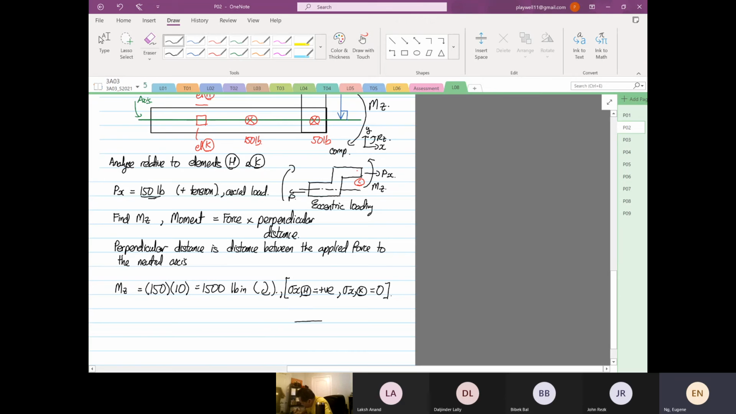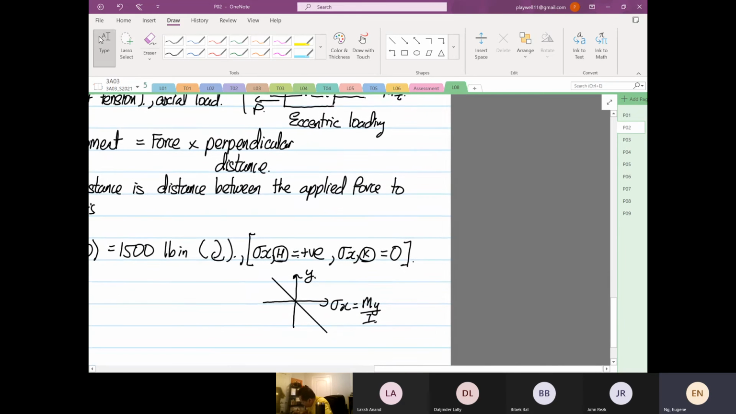So again, you have to envision the stress distribution. Due to bending, stress X is equal to My over I, and this is your Y. We know that this is the distribution. At this location over here is where your element H is, and in this location is where you have your element K. So that's why element H is positive, element K is equal to 0.